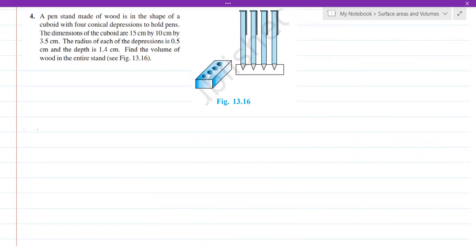So, the dimensions of the cuboid are 15 centimeter by 10 centimeter by 3.5 centimeter. Find the volume of the wood in the entire stand. So here we have to find the volume of the wood. Okay, so let's find the volume of the wood.